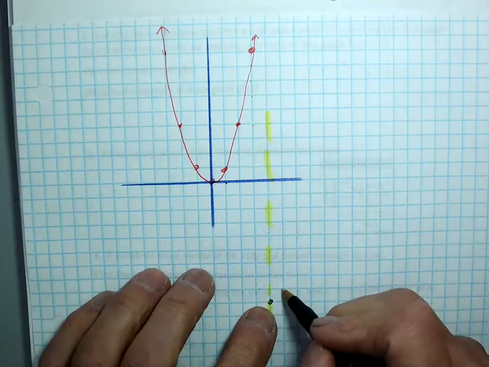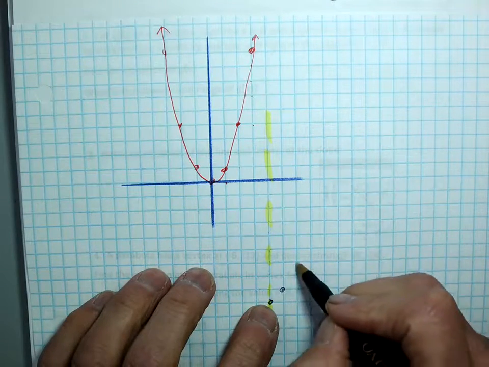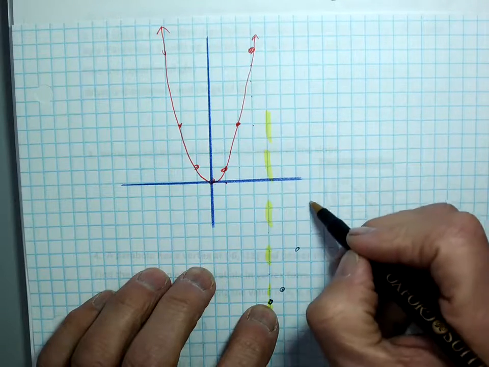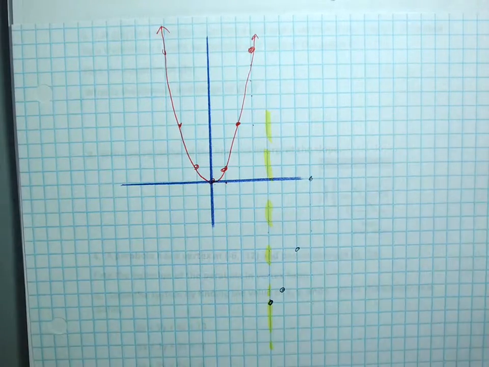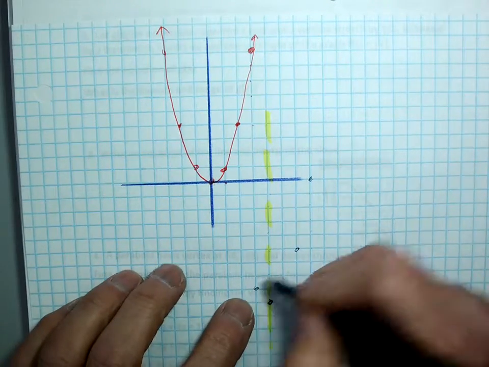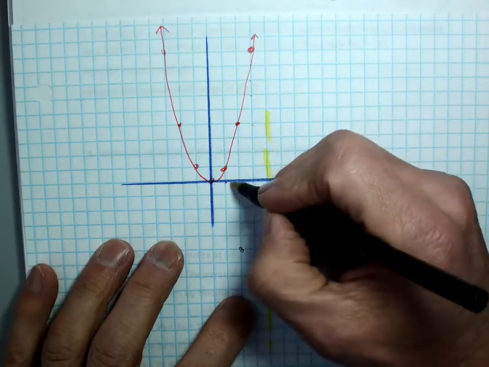So I do my 1, then 4, and my 3, 1, 2, 3, 4, 5, 6, 7, 8, 9. And of course it's symmetrical. So I fold it over the line, okay? So I have it here, here, and here, okay?